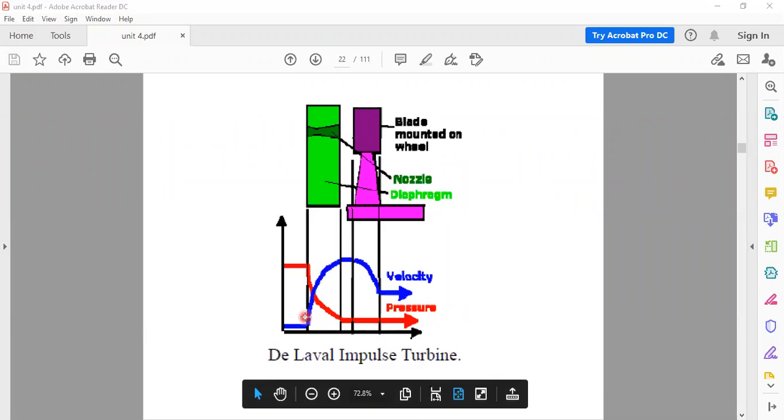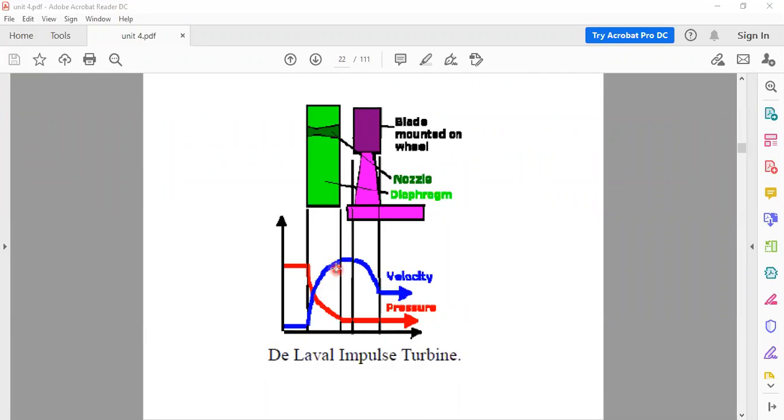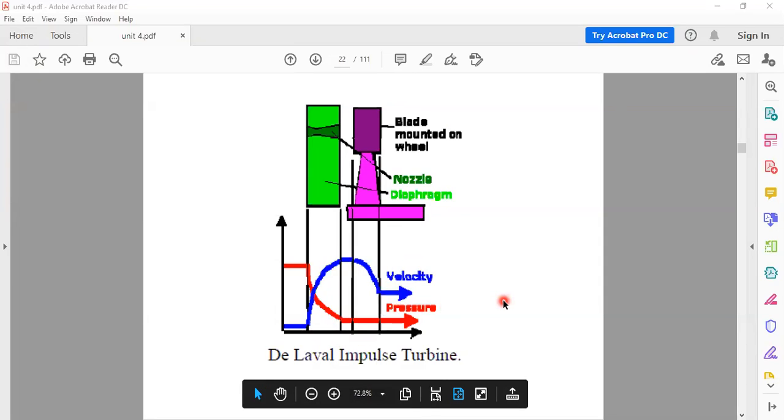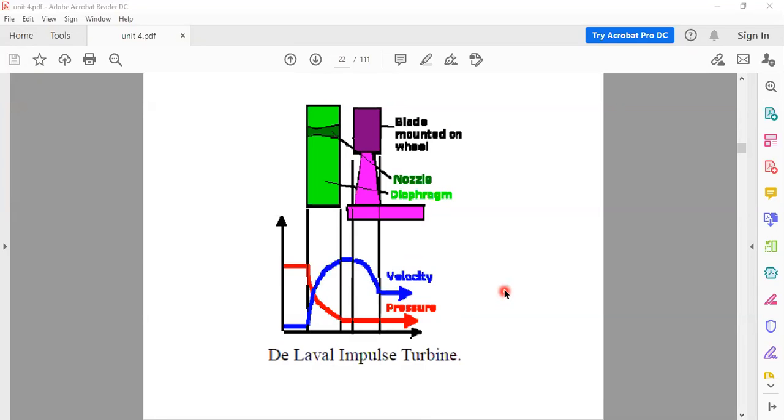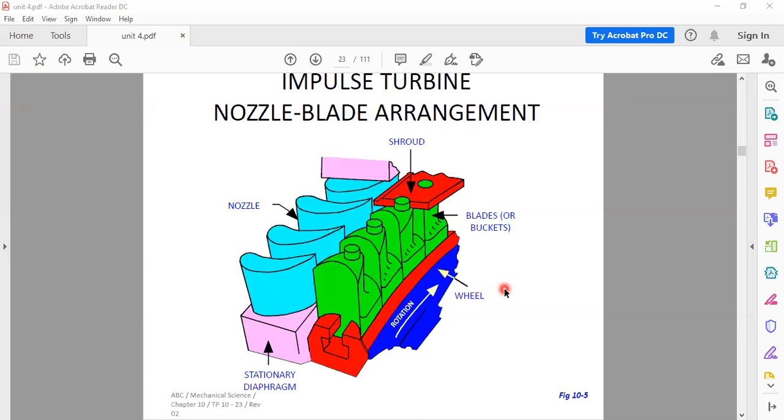In between the nozzle, pressure converts into velocity, means pressure energy converts into velocity, and velocity increases. This high velocity means high kinetic energy converts into mechanical energy, and pressure is constant. This is our impulse turbine steam turbine principle. Very simple principle for understanding.